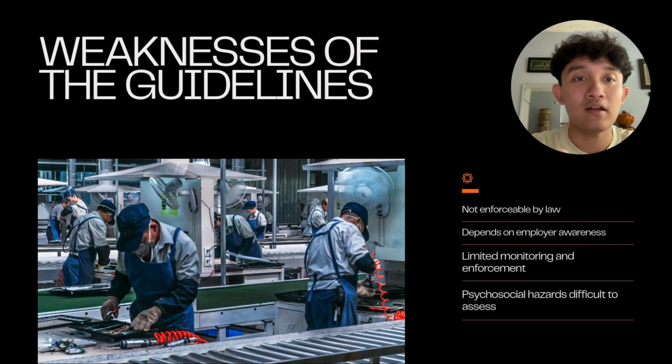The weakness of the guideline is that Occupational Health Guidelines play an important role in protecting workers' health, but there are several weaknesses. One major weakness is that these guidelines are not legally enforceable like an Act. This means employers may not face legal punishment if they choose not to follow them. Compliance depends heavily on the awareness and responsibility of employers. Some employers may focus more on productivity and cost saving rather than workers' health. In addition, monitoring and enforcement are limited, especially in small and medium-sized industries.